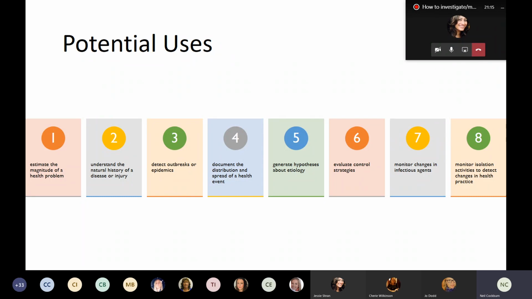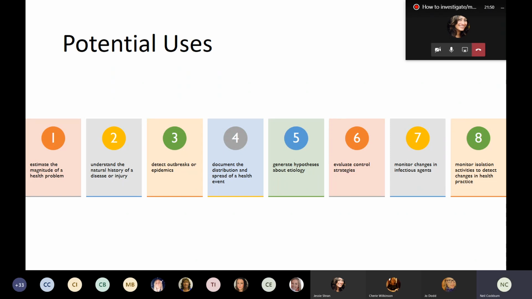So some of the key uses we might have are just estimating just how big a problem is this, because that can form commissioning decisions, and how many resources do we put into this. Understanding the natural history of a disease or injury, knowing what happens to someone after they get the event. How long does it take someone to recover from COVID-19, going into ICU, becoming severely unwell? Do they then need lots of other care and support after they've recovered?